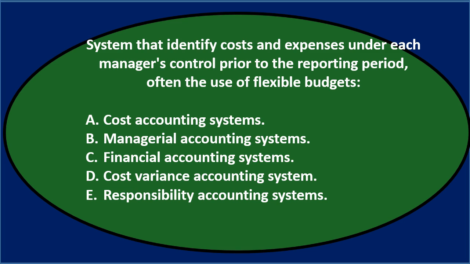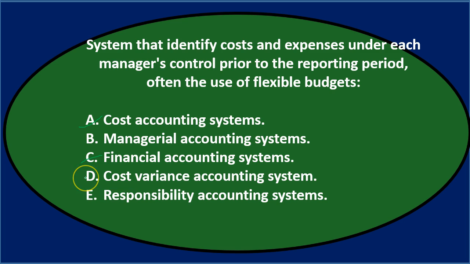System that identifies costs and expenses under each manager's control prior to the reporting period, often with the use of flexible budgets. A, cost accounting system. Now, cost accounting, again, it's kind of a general broad term, not what we're looking for here, on a more specific term, looking at the controls of management. So cost accounting is not what we're looking for. B says managerial accounting, and C says financial accounting. Of those two, we were thinking of managerial accounting, not financial accounting. So I'll keep that for now.